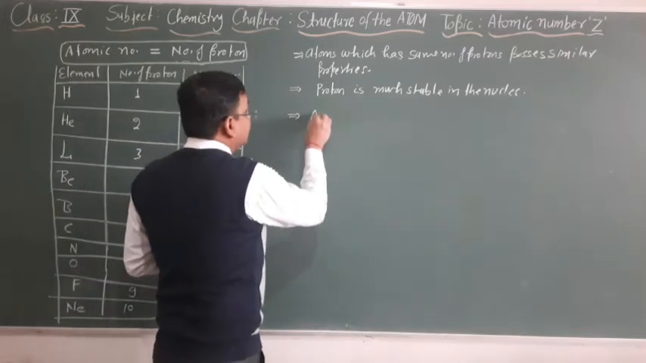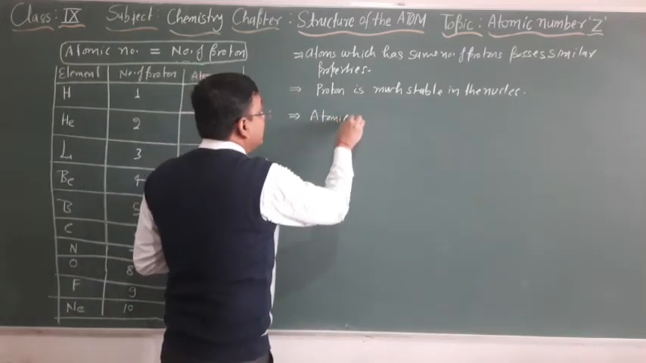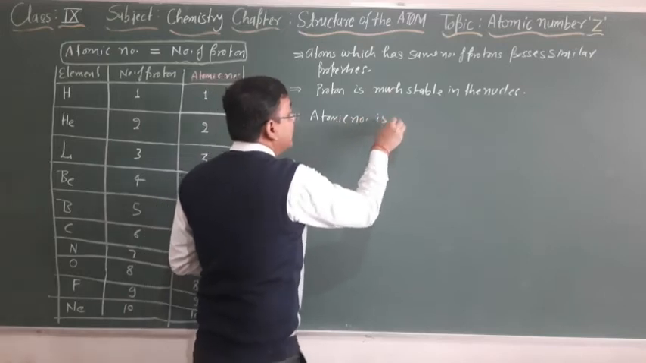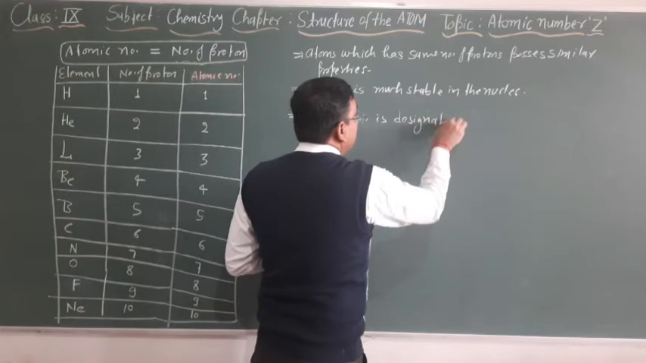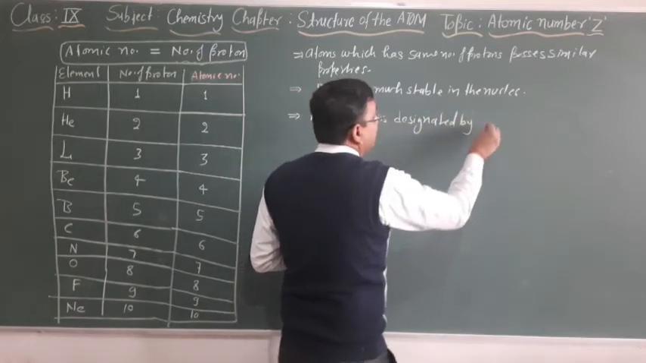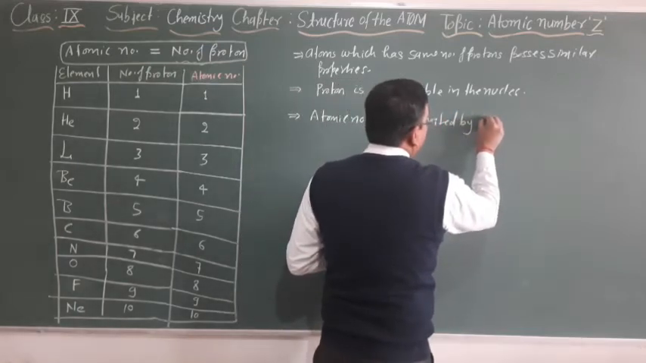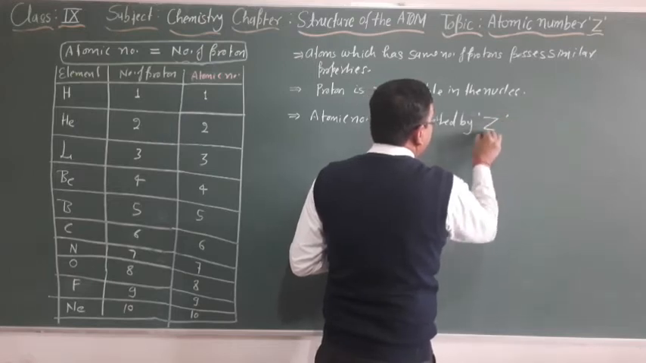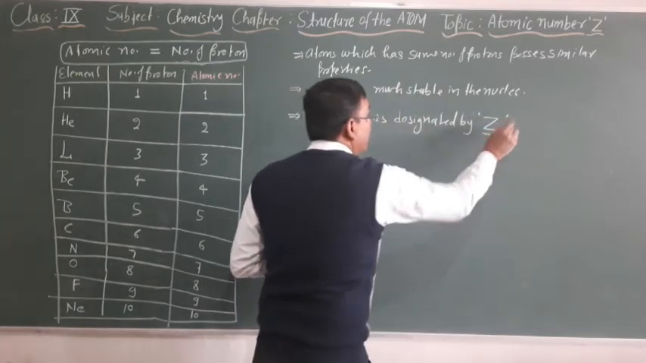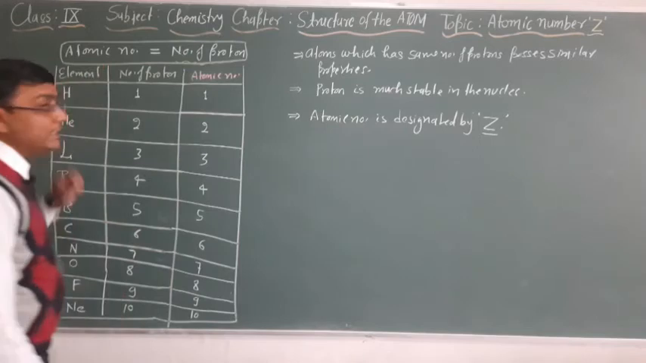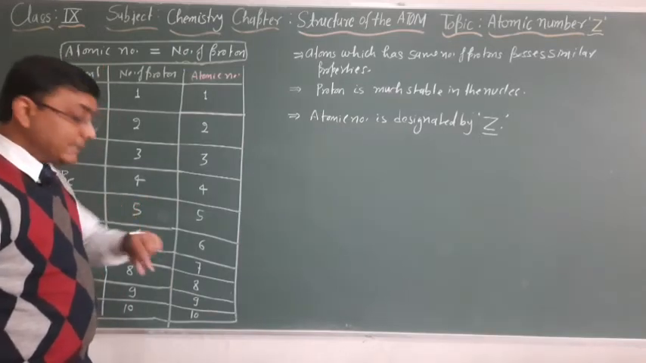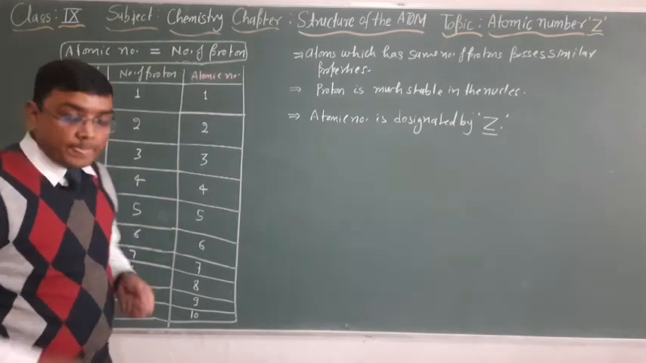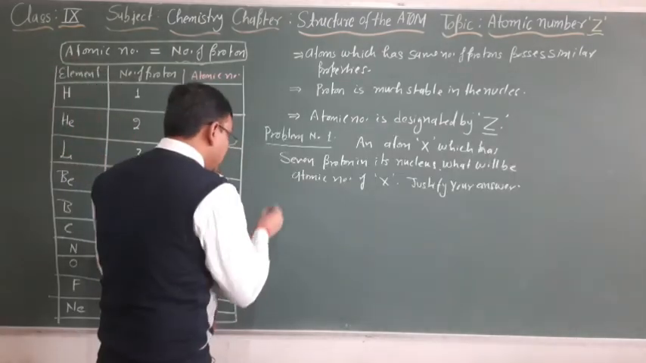Atomic number is designated by the alphabet Z. So Z is the symbol used to represent the atomic number. Clear? Z is the symbol we use to represent the atomic number. Let us see the solution.